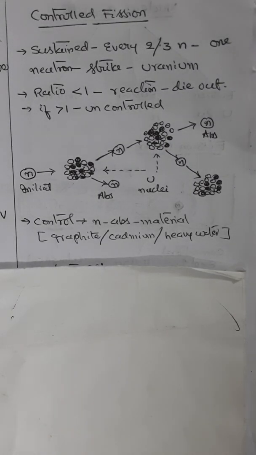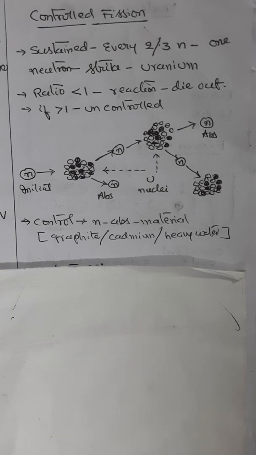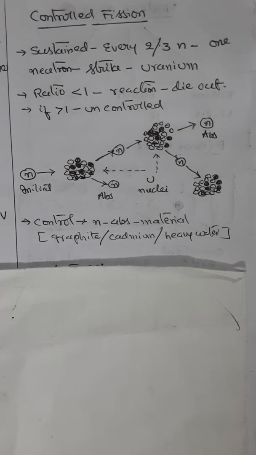Let us look at how we get a controlled nuclear fission reaction. In order to maintain a sustained controlled reaction, for every 2 to 3 neutrons released, a neutron must be allowed to strike another uranium nucleus, thus diverting it. If this ratio is less than 1, then the reaction will die out. If it is greater than 1, it will go uncontrolled as an atomic explosion. Nuclear reactions are controlled by neutron absorbing materials like graphite, cadmium or heavy water.